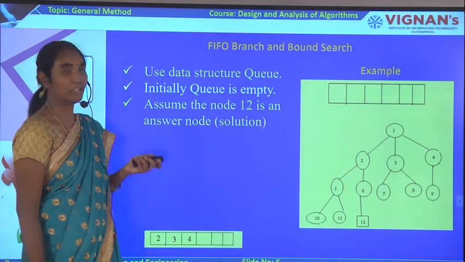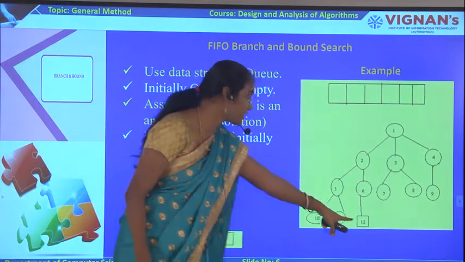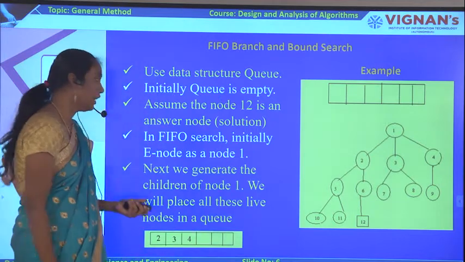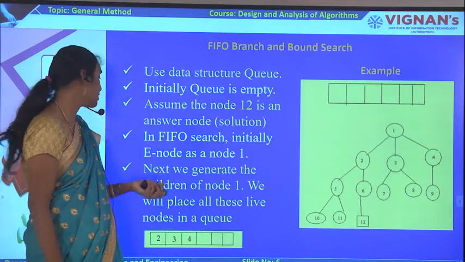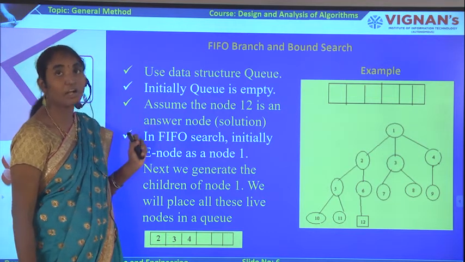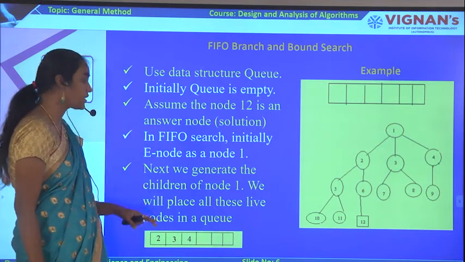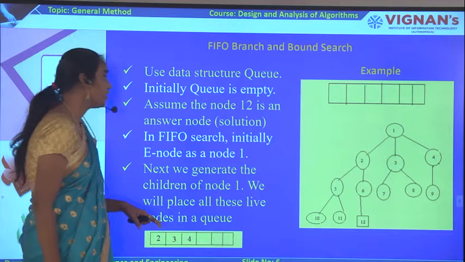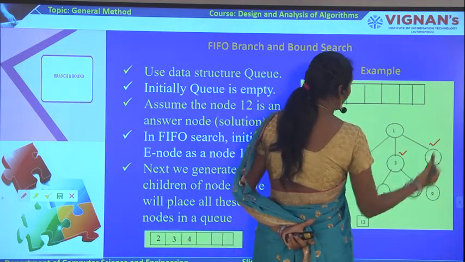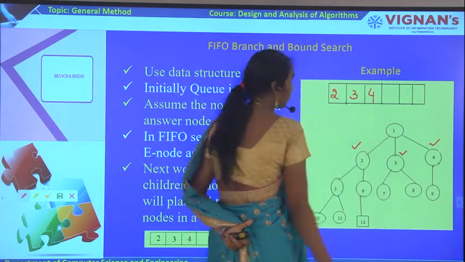Initially the queue is empty, and assume that node 12, which I have shown you, is the answer node or solution node. In FIFO search, initially the E node is node 1, because node 1 is the root node. Now we place all the live nodes in the queue. Node 1 has the children 2, 3 and 4, so first I keep 2, 3, 4 in the queue.